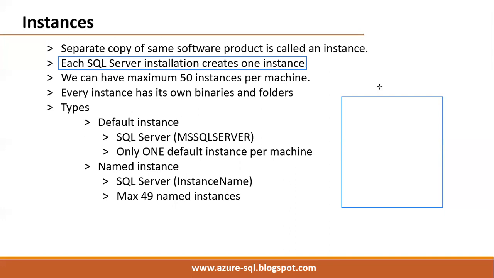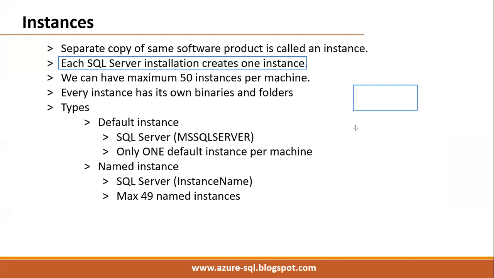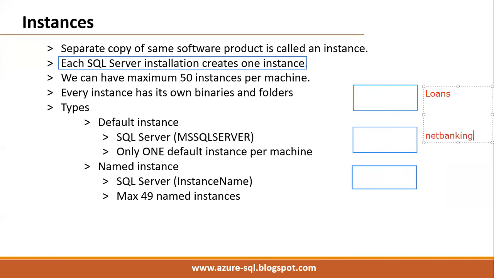That's why, to avoid this problem, instead of maintaining all the databases in one instance, we can divide the databases into multiple instances. One instance for the loans department, with loans-related databases. One instance for net banking. One instance for credit cards. Like this, we can divide the databases into multiple instances.